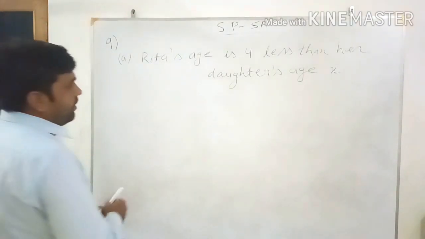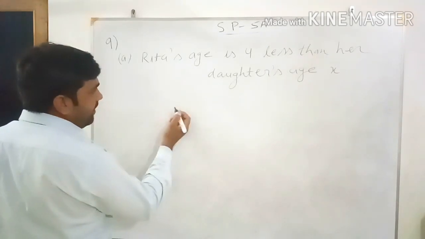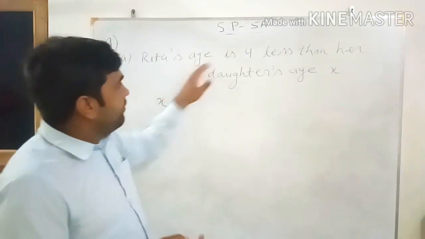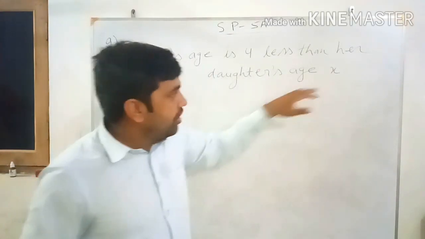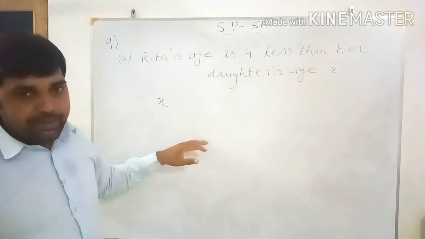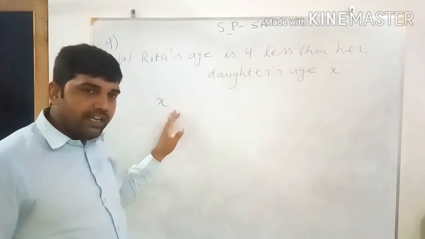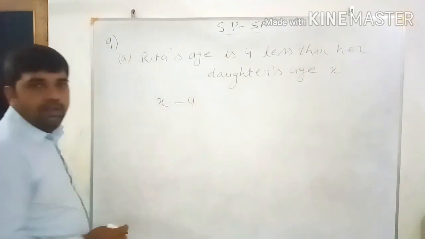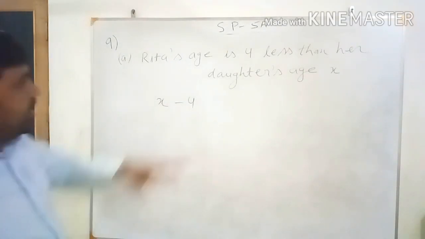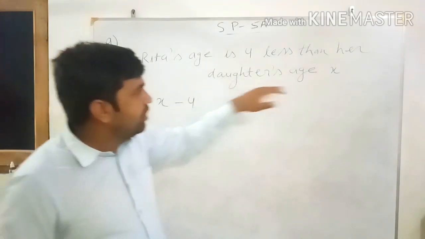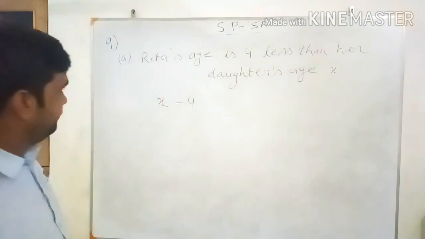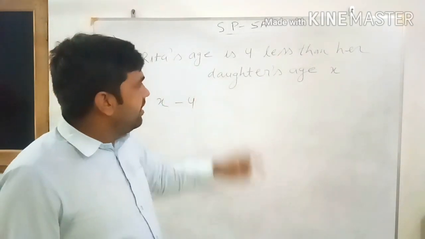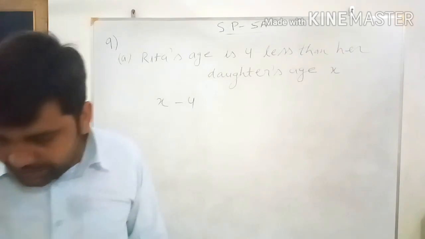So Rita's age will be what? Rita's age is 4 less than the daughter's age, and the daughter's age is x. So Rita's age will be 4 less than x. So 4 less than x means x minus 4. 4 less than means subtract 4 from the daughter's age. So Rita's age is 4 less than her daughter's age.